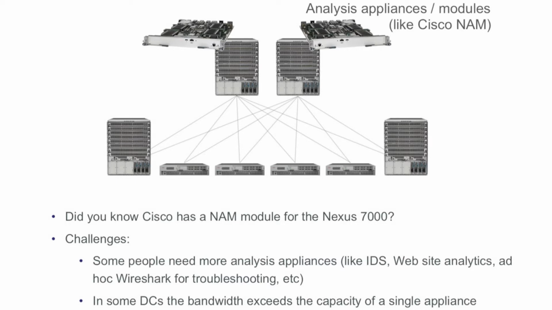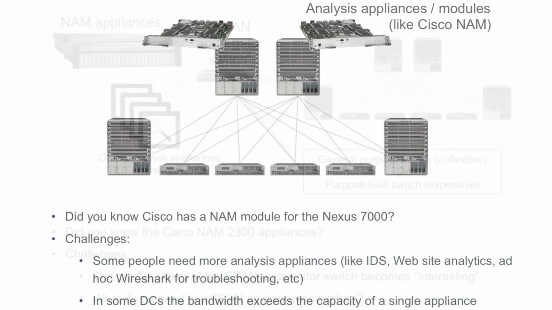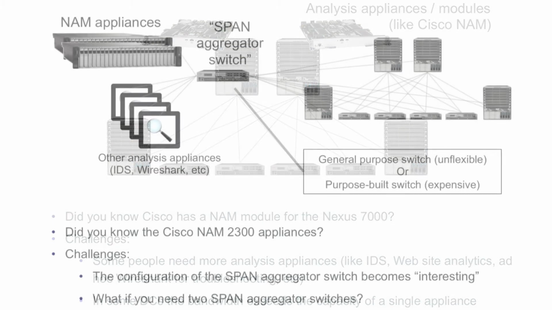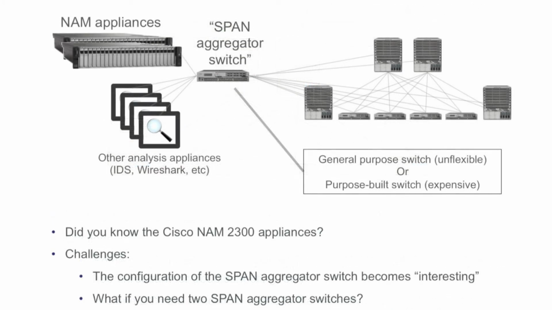For example, it's very difficult load balancing across different appliances, or what happens if you want to install more than one of these analysis appliances for different purposes, for example, IDS or application-specific analysis. For this reason, some people out there have been deploying what they call monitor networks. What is this? The principle is very simple.